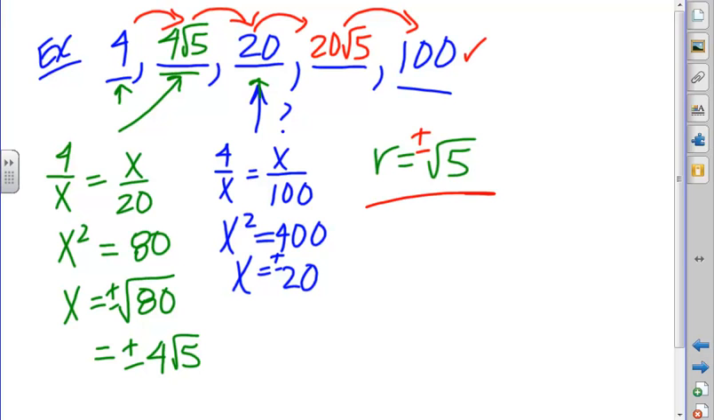I would just leave this for you to think about a little. We'll talk about it in class at some point. Could negative radical 5 work as a common ratio? Okay, a couple more problems to think about here.